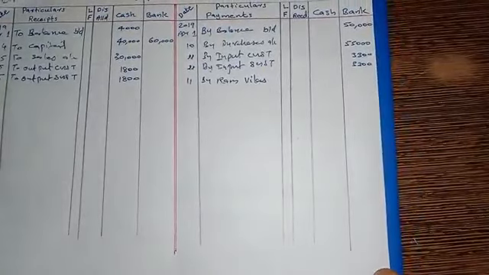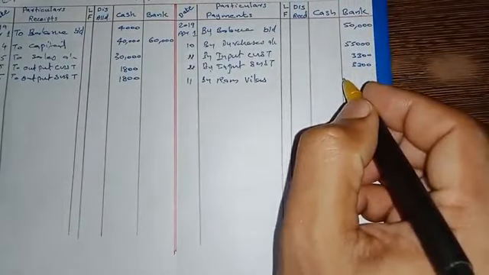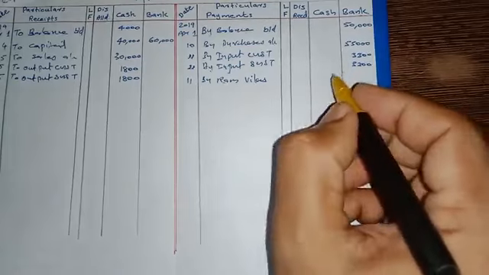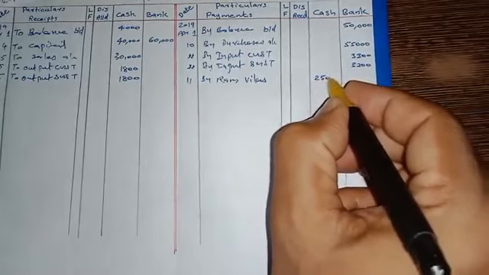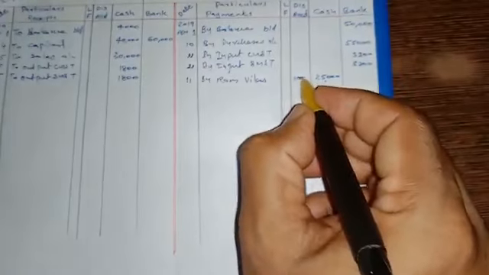Ram Vilas, the amount is 25,000. We gave check or cash? Nothing is mentioned, so we gave cash only. So 25,000 we are writing here, and the discount was 1000. Next transaction, 14th.